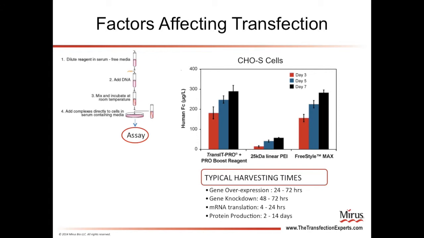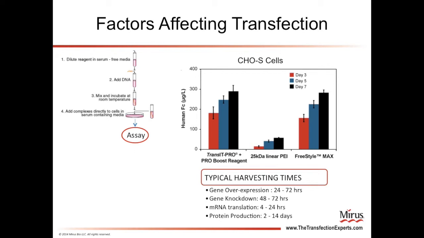For gene knockdown, it is generally recommended to wait slightly longer, between 48 to 72 hours. Of course, this depends on the stability of your target mRNA, and if you're assessing knockdown at the protein level, the half-life of the protein plays a role as well. mRNA, on the other hand, is very quick. Expression can be seen as early as 4 hours following transfection and usually peaks prior to 24 hours.